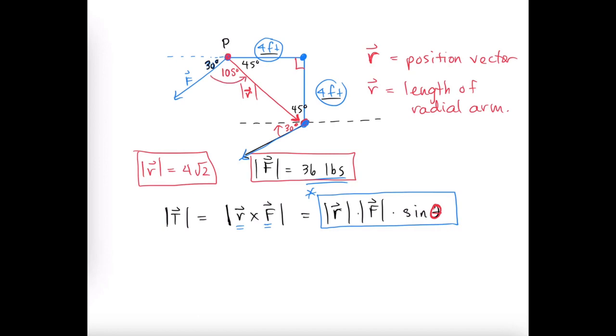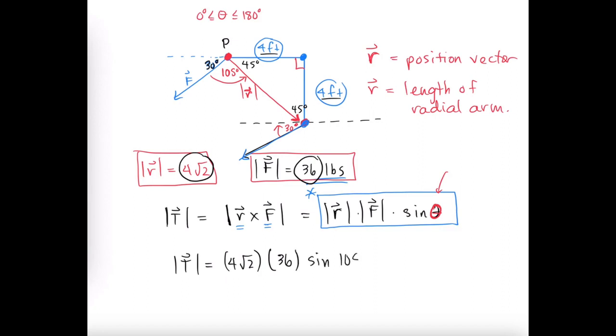Remember, it is the angle that is less than 180 degrees, greater than 0 degrees, certainly not a negative angle, and it's measured in between force and position when they have a shared initial point. So 105 is our angle in between the two vectors. So now we can go ahead and calculate the magnitude of the torque, because we have the magnitude of the position vector is 4 radical 2. We know that the magnitude of the force vector is 36 pounds. And we're now going to be looking at the sine of 105 degrees.